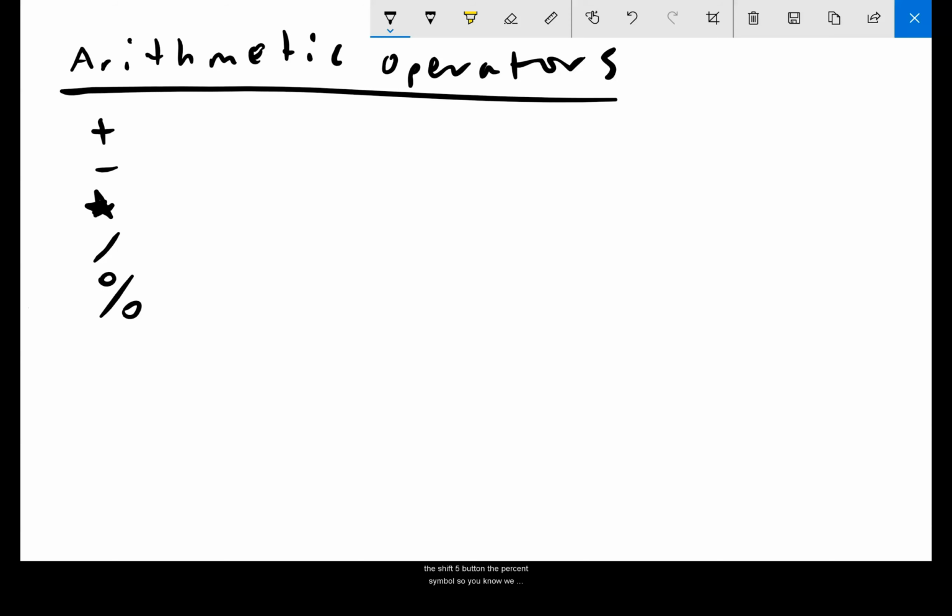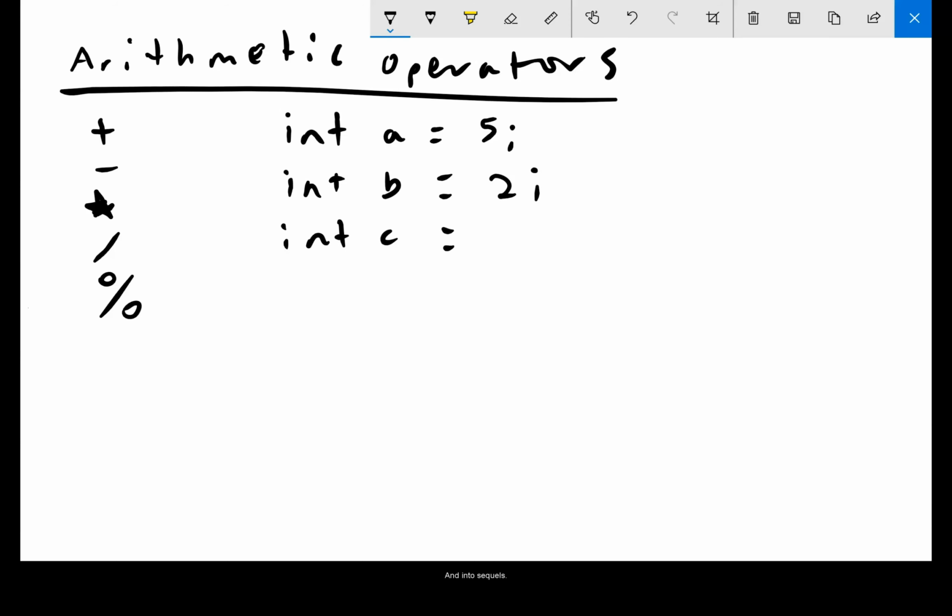So, we could do just basic int a. Remember, int is an integer, and we could set that to 5, and we could have int b equals 2, and int c. We'll just make it semicolon at the end. So then we can do c equals a plus b, and if we did a System.out.println on c, the answer is 5 plus 2, and that's 7. Okay, easy stuff.